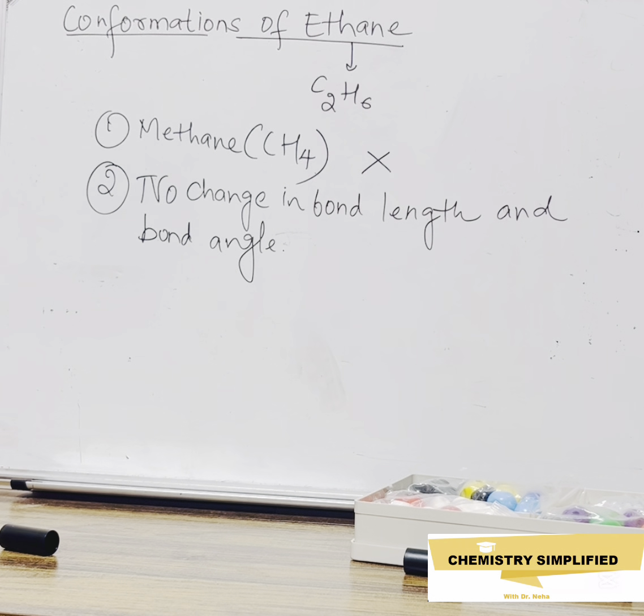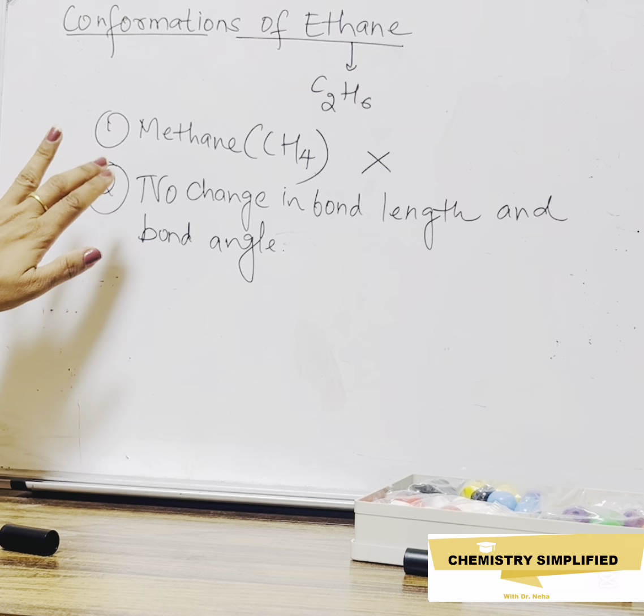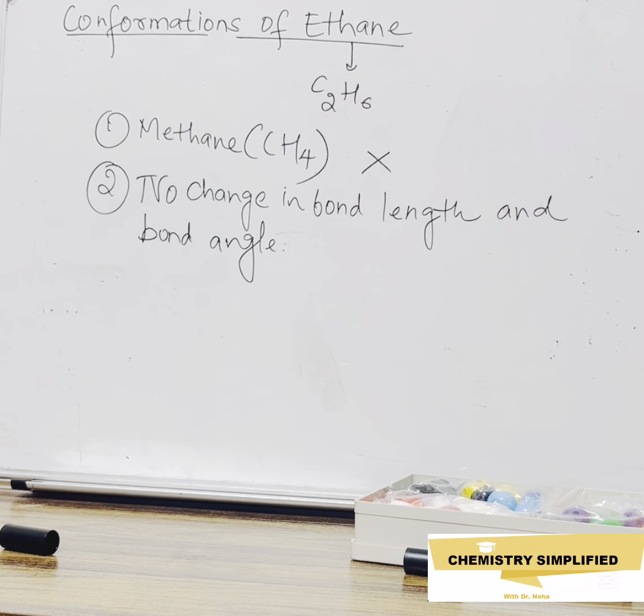Okay, so conformation of ethane. Ethane is C2H6. Methane does not show conformations. Reason, it has only one carbon atom. We need a minimum of two carbon atoms to show any conformations or to make any conformers. Okay, so during this conformation, during this rotation, there is no change in bond length and bond angle, the carbon-hydrogen bond length and carbon-carbon bond length.